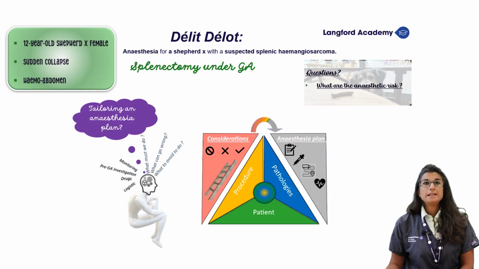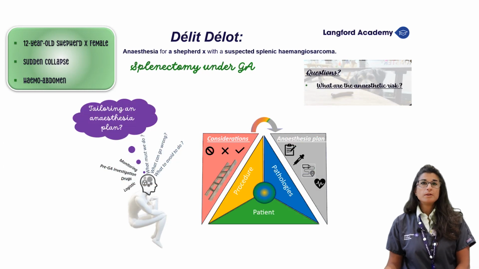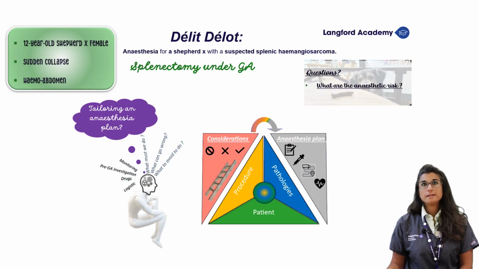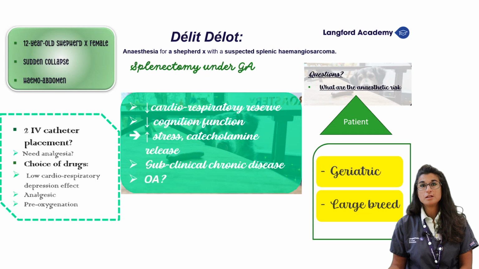So coming back to this algorithm on tailoring the anesthesia plan. What are the anesthetic risks in this patient? We're going to look first at the patient, procedure and pathology. First, the patient: this is a geriatric patient, which means she's got a decrease in cardiorespiratory reserve. She's got a decrease in cognitive function, so she might be a bit more stressed and have an increase in catecholamine release that could further increase the risk of arrhythmia, for instance.